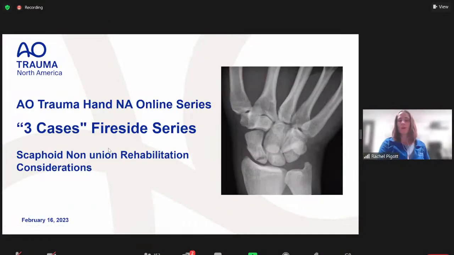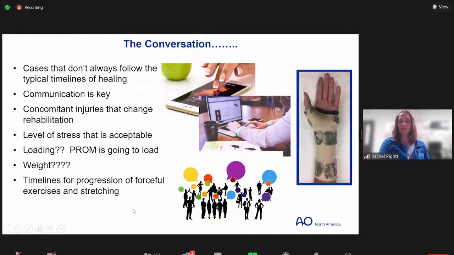All right, so I'm going to be talking about rehabilitation considerations for the scaphoid nonunion. So let's see here. There we go. Oh, went too fast.